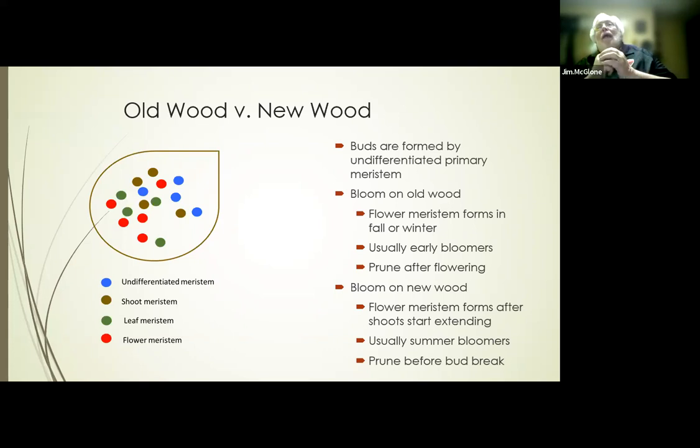Things that are blooming in late May and June or in the summer are usually blooming on new wood. And so what's happening is the flower meristem is being formed as the shoot elongates, and the buds are being formed in the spring after you get your early spring growth. And for those, you want to prune before bud break. So the ones that bloom on old wood, like the flowering dogwoods and the rhododendrons, you want to prune those right after they flower. Otherwise, what happens is you prune off the flower buds and then you don't get any flowers the next year.